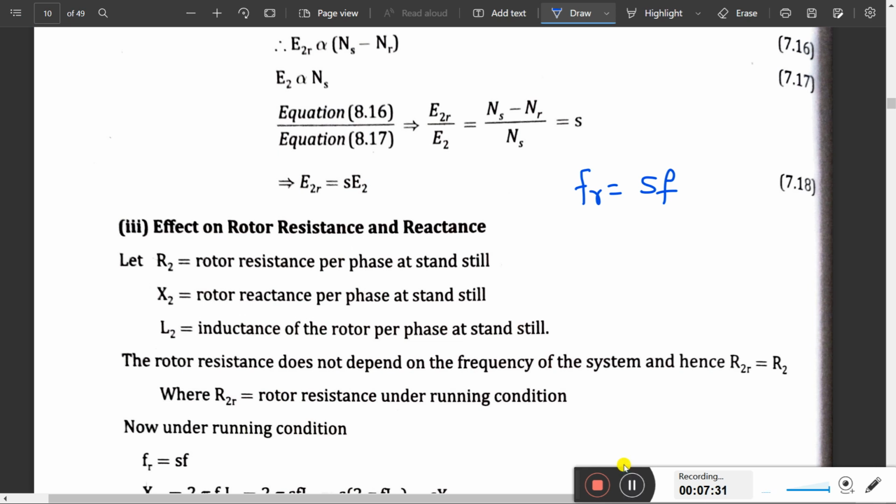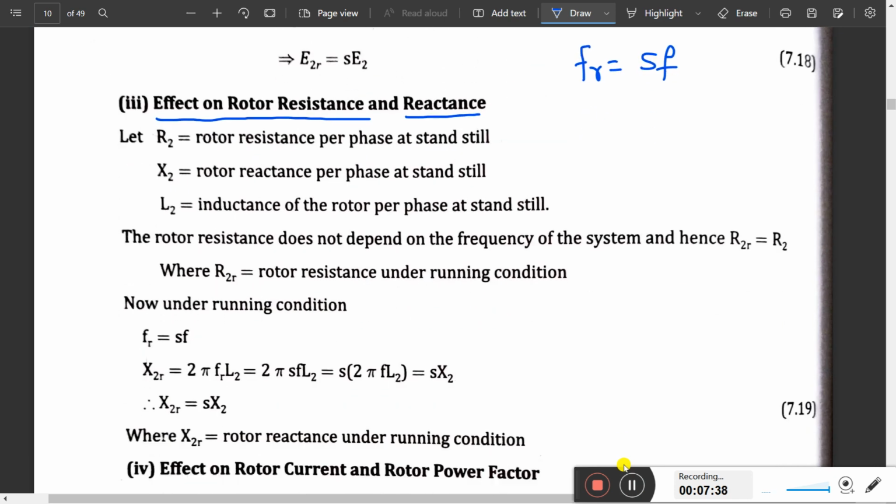Now observe the effect on rotor resistance and reactance. We know the secondary rotor reactance is equal to 2 pi Fr into L2. That Fr we can substitute with S into F. That value is equal to S into X2. It means the rotor reactance is equal to the slip times the standstill rotor reactance X2.